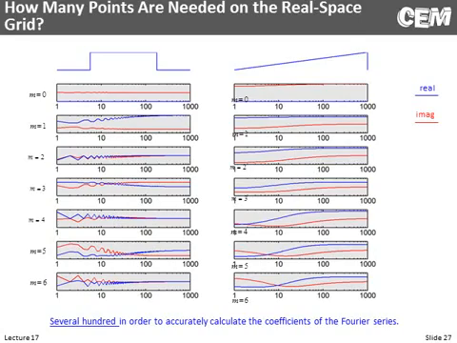Now, as soon as we calculate those Fourier coefficients, we can throw out those real space grids, even though they have a lot of points, so they won't take up a lot of memory if we get rid of them.